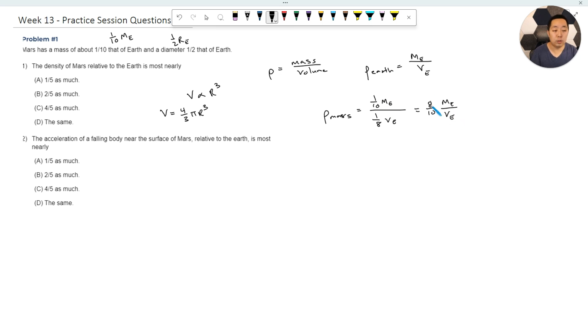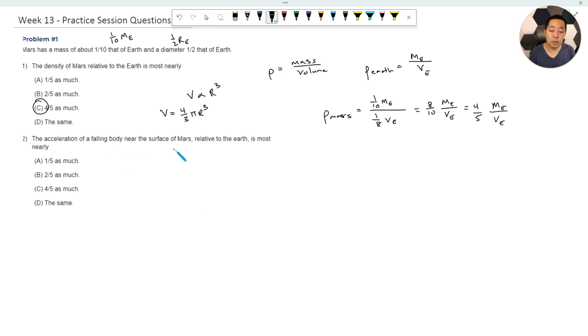Or you can think of it as I'm multiplying this by 8/10. So it's 4/5 the density of the Earth. So 4/5 as much. That's the number, because this is the density of the Earth. So that means the density of Mars is 4/5 the density of the Earth.